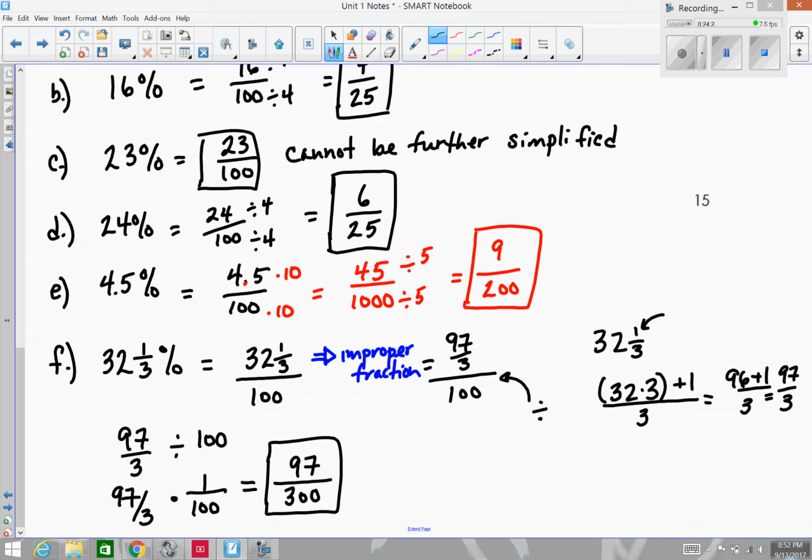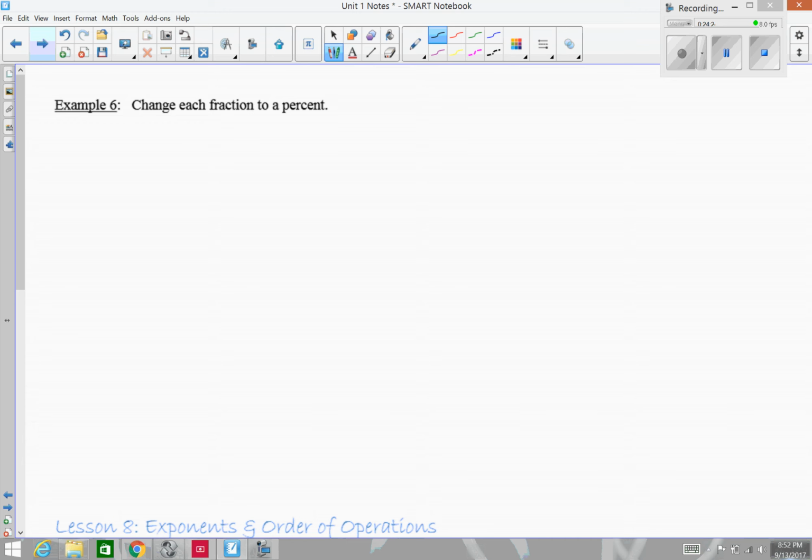All right, let's take a look now at example 6, where I'm going to go the other way and change a fraction to a percent. We did this once already where we had a fractional value of 7 over 10. We said that one was easy to change to something that has a denominator of 100, and that becomes 70 over 100. So as a percent, that is 70 with a percent sign.